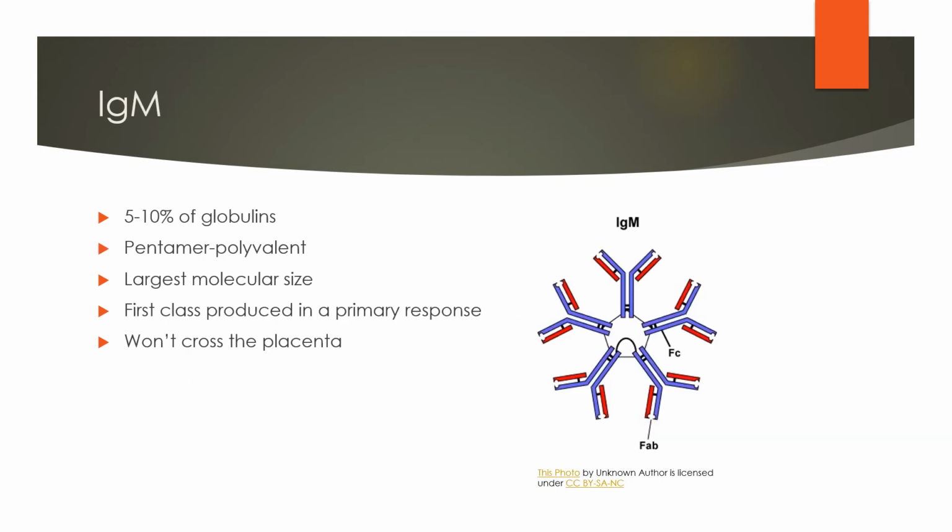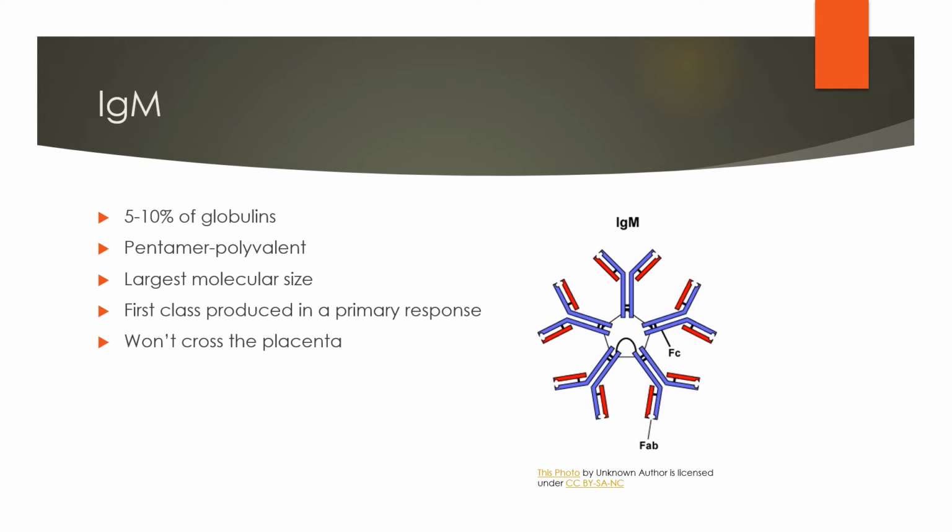The IgM molecule represents about 5 to 10% of globulins and accounts for 10% of the immunoglobulin pool. This pentamer consists of 10 light chains and 10 heavy chains. It's the largest of the immunoglobulin molecules in size, and it has 10 combining sites, so it's polyvalent. There are 5 monomers held together by a disulfide bond.